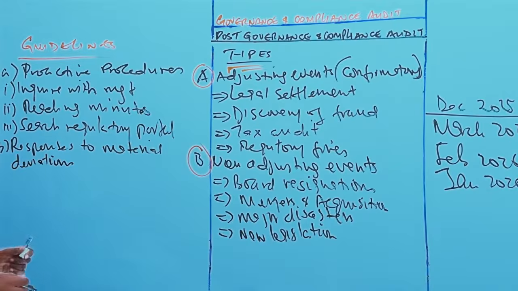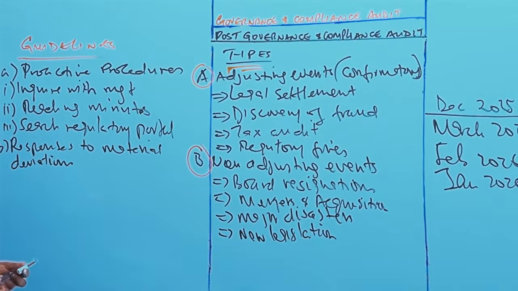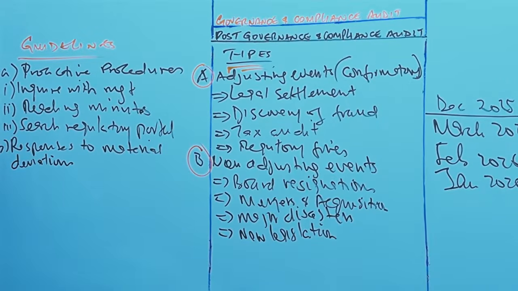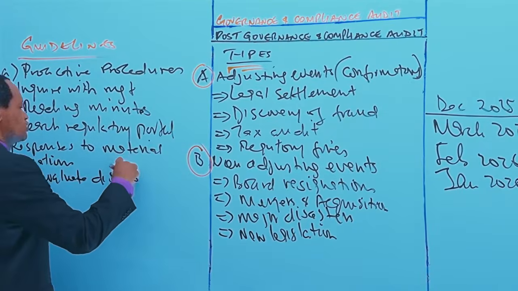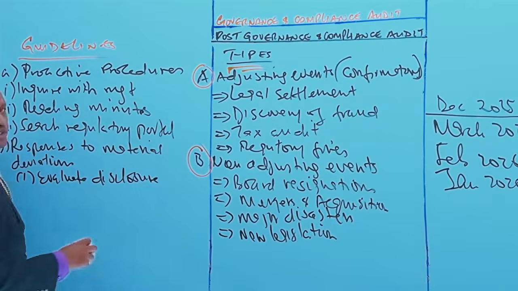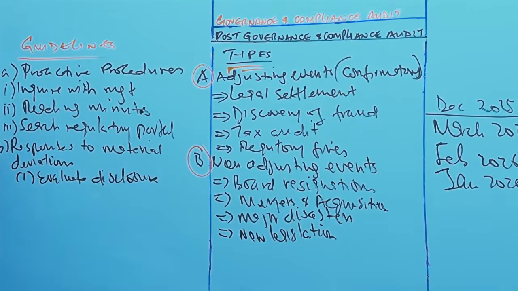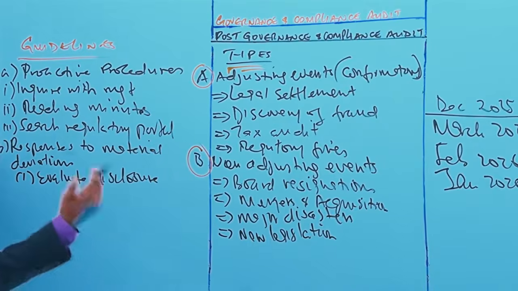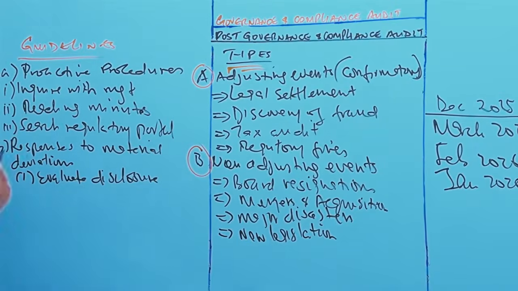Responses to material deviations. If an event is discovered that significantly changes the governance score, then you can evaluate disclosure. Evaluate disclosure. Determine if management has disclosed the event in the notes or the chairman's statement. Then you can report modification.